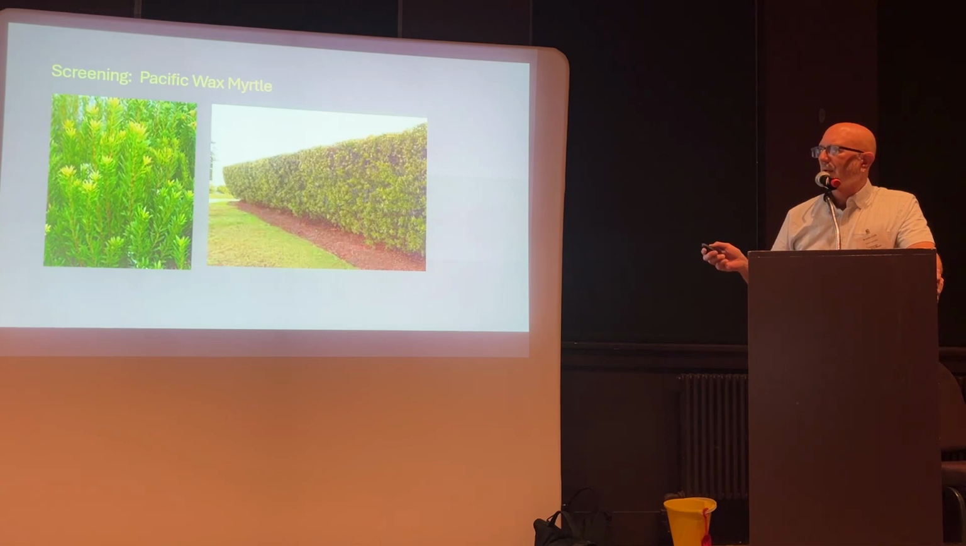And then lastly, this is another screen plant that I love to use, which is Pacific wax myrtle, another one that people haven't heard of. But it is very upright growing, as you can see on the left, and so it makes a very quick hedge. That hedge photo I don't particularly like, but it does show how it covers.